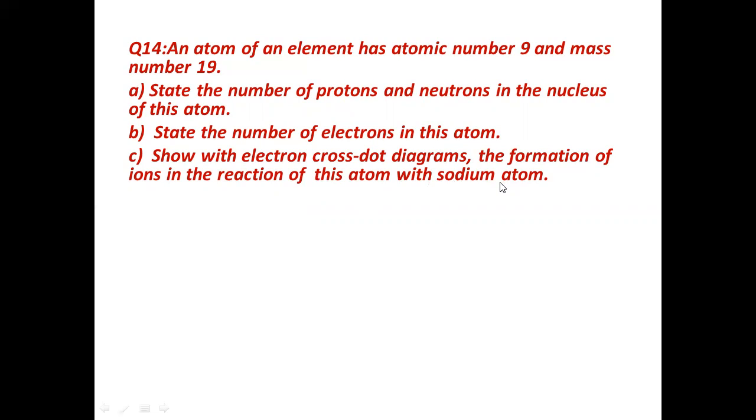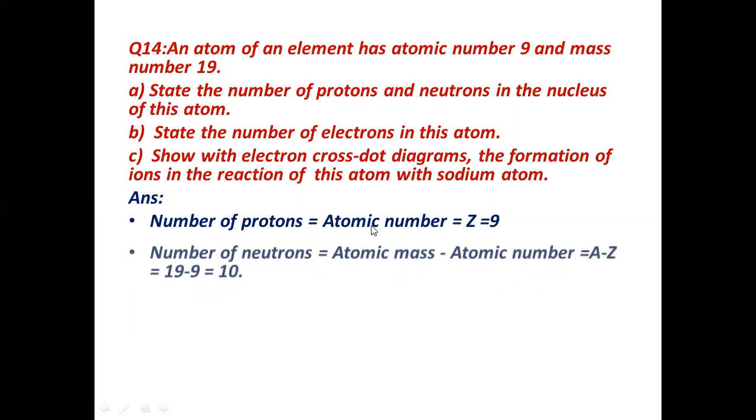So let us see the first answer. State the number of protons and neutrons in the nucleus of that atom. Number of protons, dear students, you know that the total number of protons present in the nucleus of an atom is called its atomic number. So as they say that atomic number is 9, it means that the number of protons is also 9.